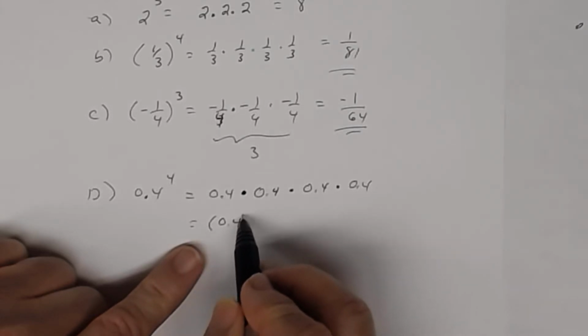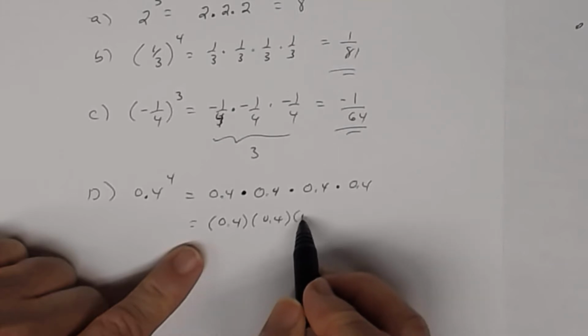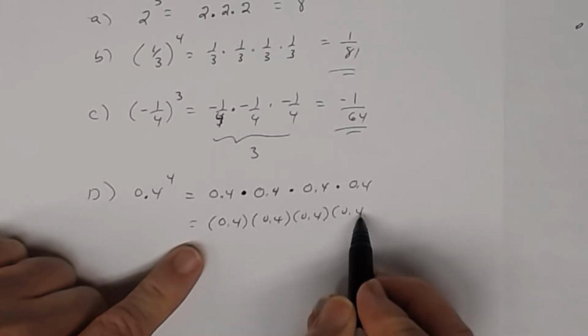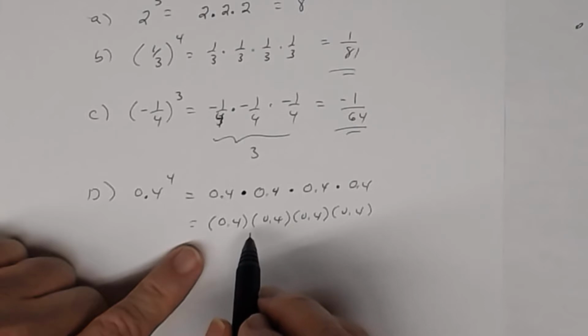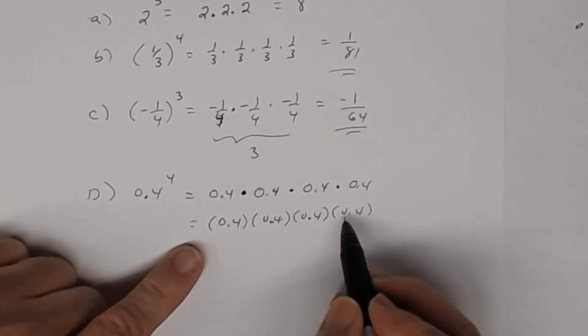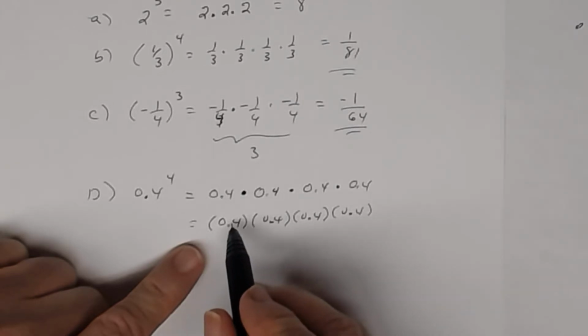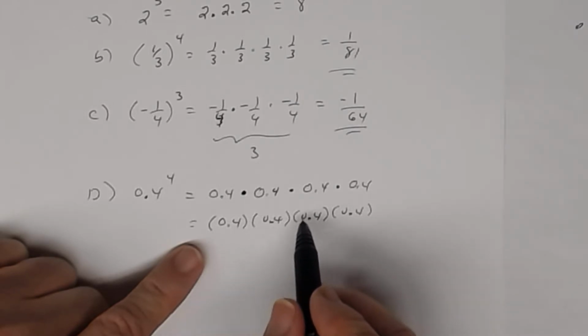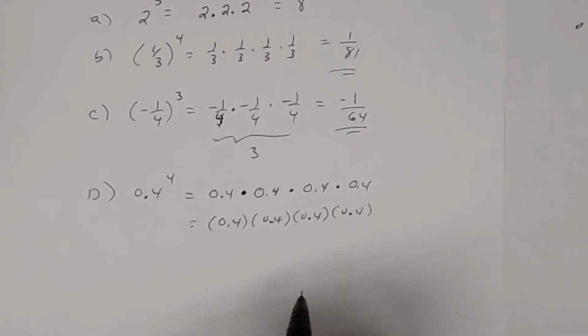So we have 0.4 times 0.4 times 0.4 times 0.4. So that way there's no confusion. Okay? So that decimal point here represents a decimal point and not multiplication. So 0.4 times 0.4 times 0.4 times 0.4. And then when you multiply that out, 0.4 times 0.4 times 0.4 times 0.4 gives you this.